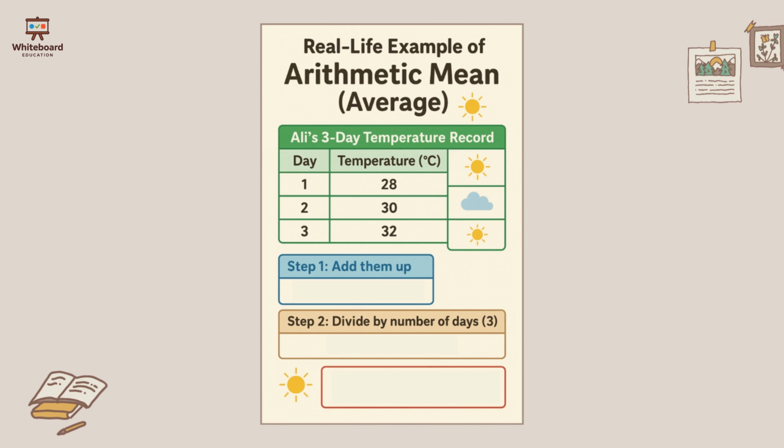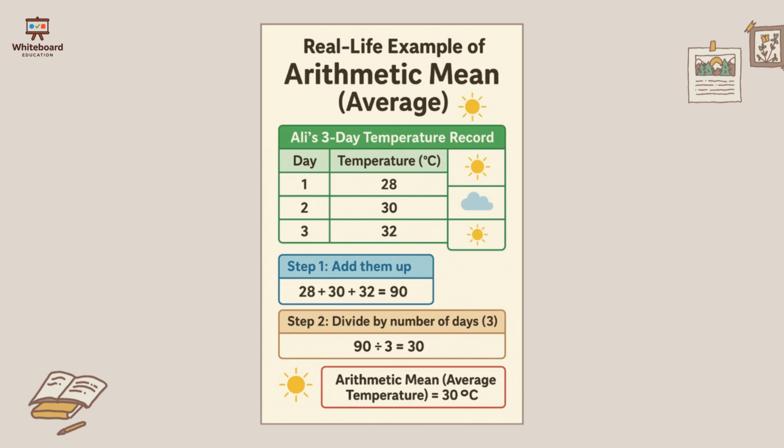Ali is a student who recorded temperature for 3 days, and these were his observations. To find the arithmetic mean of his observations, we first add all the observations. 28 plus 30 plus 32, which is equal to 90. And step 2, we divide by the number of total observations, which is 3, so 90 divided by 3 is 30. Hence the arithmetic mean of the 3-day temperature record is 30 degrees centigrade.